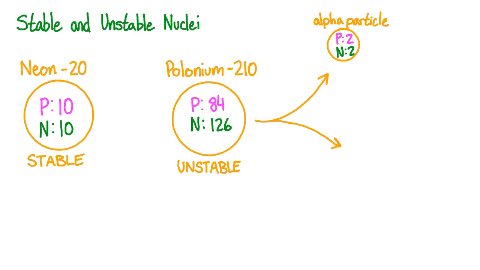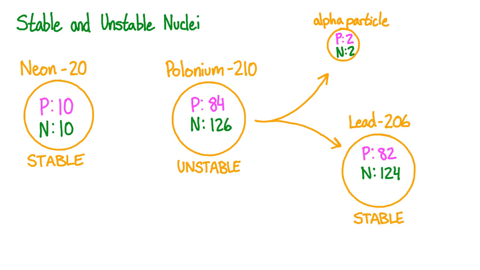In polonium's case, it releases a chunk of 2 protons and 2 neutrons, called an alpha particle. By releasing an alpha particle, a polonium atom with 84 protons becomes a stable lead atom with 82 protons. When a nucleus releases particles and shrinks in this way, we call that radioactive decay. When the nucleus of an element or isotope is unstable, we call that element or isotope radioactive.